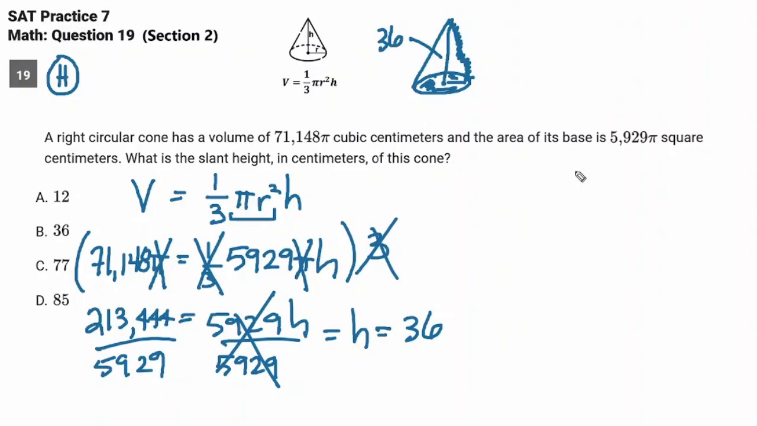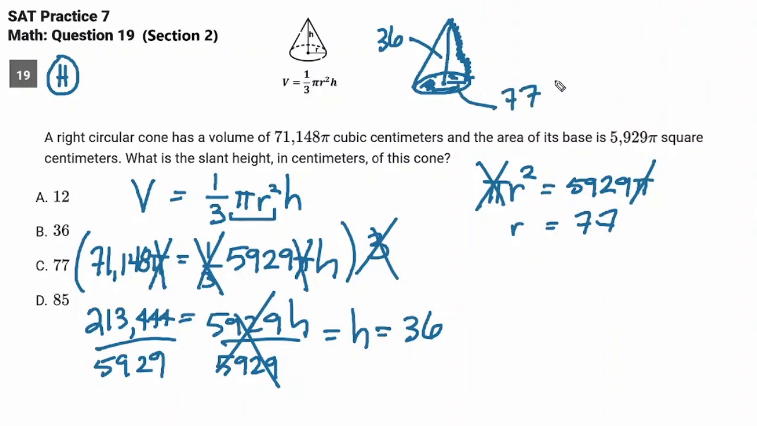Now we just have to figure out the radius. Well, you know that pi r squared equals 5929 pi. This is a little bit of wasted math. You'll see in a second, but it's okay. So radius squared is 5929. So you're going to unsquare it. And you're going to get radius equals 77. All right, cool. So you have everything you need to find the slant height.